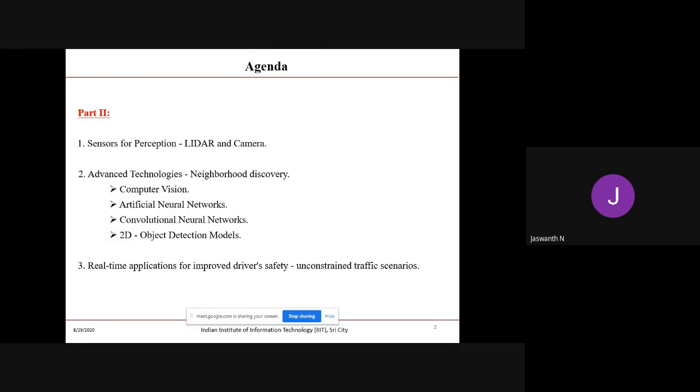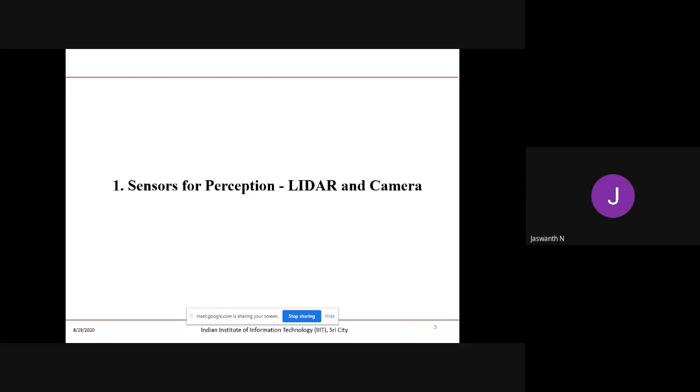So, the outline of today's tutorial talk would be: initially, we get introduced to different sensing mechanisms for visual perception of complete traffic environment, like LIDAR and camera. Further, we would move towards understanding the importance of advanced technology and its integration for neighborhood discovery in smart transportation, like computer vision, artificial neural networks, convolution neural networks, and further 2D object detection models. And we would see some real-time applications which help the driver in assisting in the unconstrained traffic scenarios.